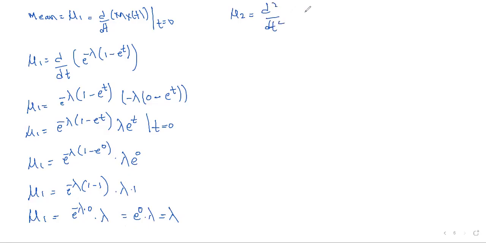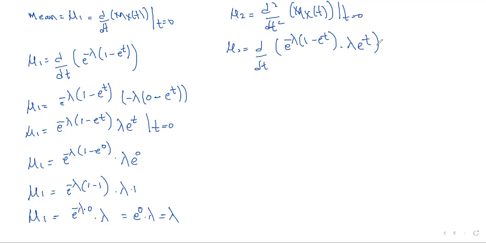d square by dt square of what? M_X(t). Then put t equal to 0. So already here we have this one is mu1, right? Then just to take the derivative of this, mu2 is nothing but d by dt of e power minus lambda into 1 minus e power t, multiplied by lambda into e power t. Again, there are two terms, the u into v rule you can apply here.